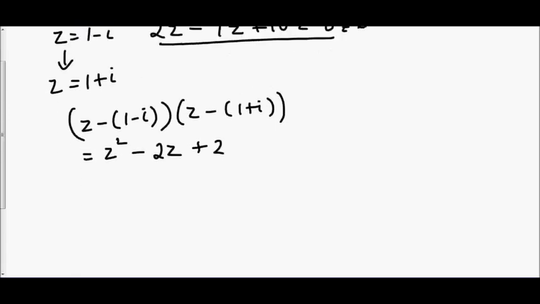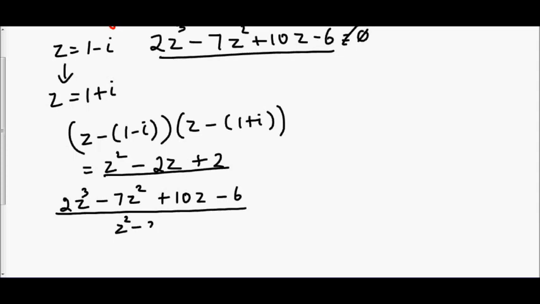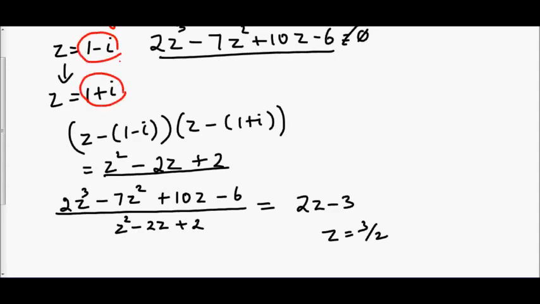I'll write the equation again. 2z cube minus 7z square plus 10z minus 6 has one factor as this quadratic, which means that this divided by z square minus 2z plus 2 should give you the third factor, which gives you 2z minus 3 on division. So 2z minus 3 is the third factor, which means that z equal to 3 over 2 is the third root. So we have three roots here, which are 1 minus i, 1 plus i, which was direct from here.